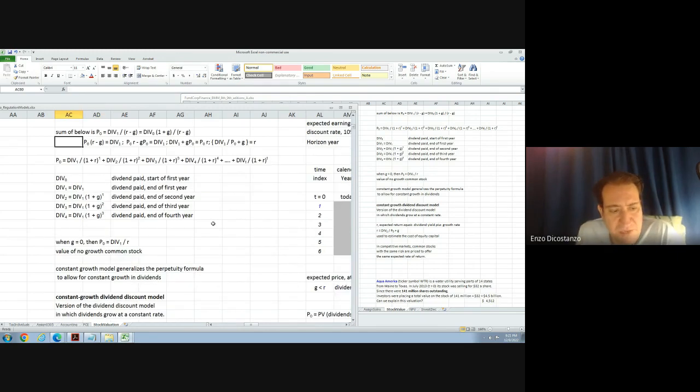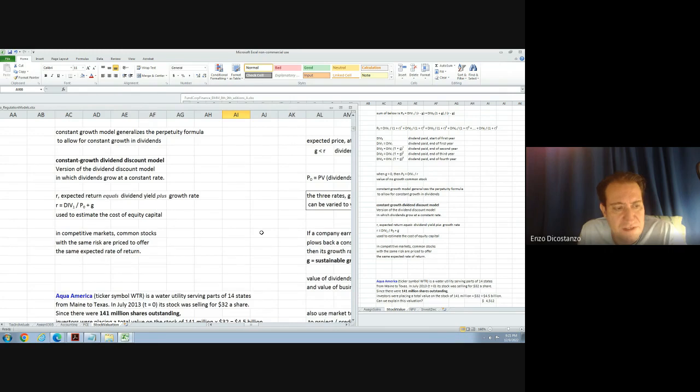So we have this. We went through the math here, a little bit of algebra, right? And you guys can do the math on the side or whatever. And it says used to estimate the cost of equity. Believe me, people in finance departments at NYU and places love cost of equity. Love to define that in all sorts of ways. In competitive markets, common stocks with the same risk or price to offer the same expected rate of return.